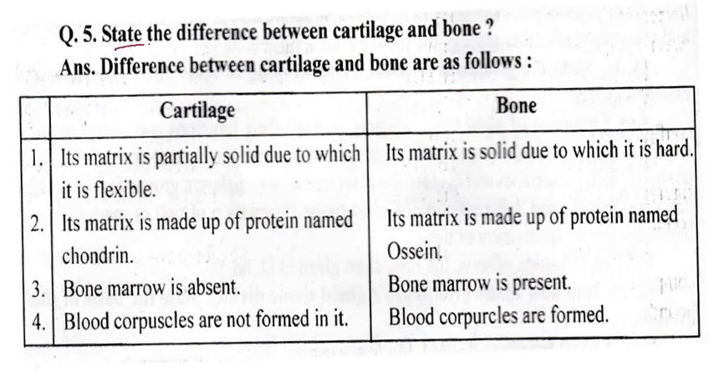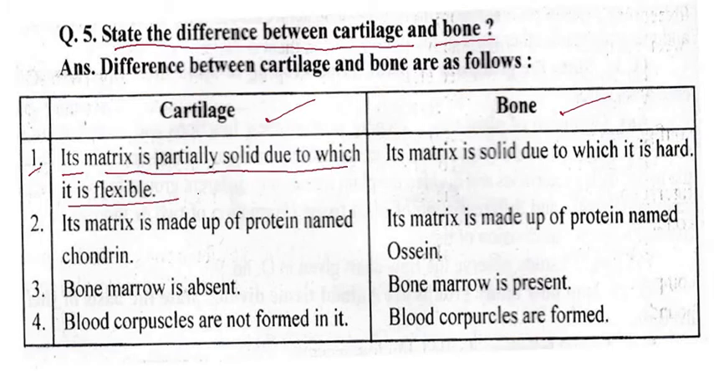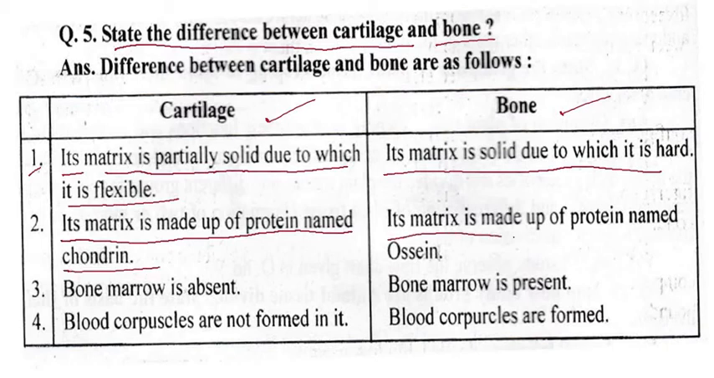Question number 5, state the difference between the cartilage and bone. So you can see here, this one is the cartilage and this one is the bone. First, the cartilage's matrix is partially solid, due to which it is flexible, and the bone's matrix is solid, due to which it is hard. Now second, the cartilage's matrix is made up of a protein named chondrin, and the bone's matrix is made up of a protein named ossein.